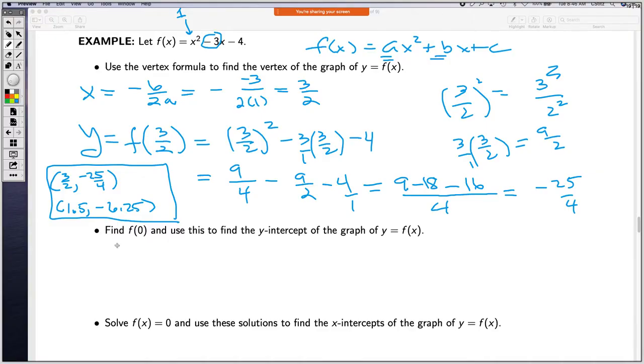All right, let's find f of 0. F of 0 means everywhere we see an x, we're going to plug in a 0. Now here's what's nice about the general form. Everything's going to cancel out except that value c, in this case -4. So that's usually quick to get. So the y-intercept at least is quick to get. And now we want to solve f of x equal to 0 and use those solutions to find the x-intercepts.